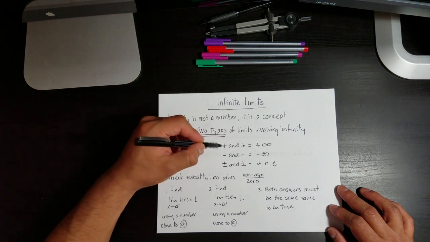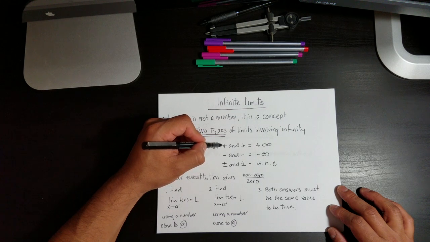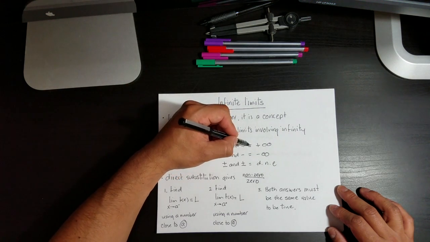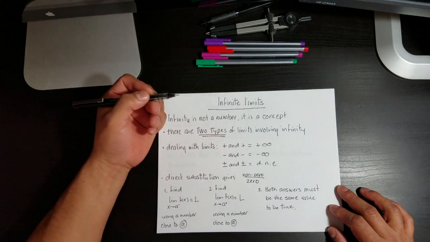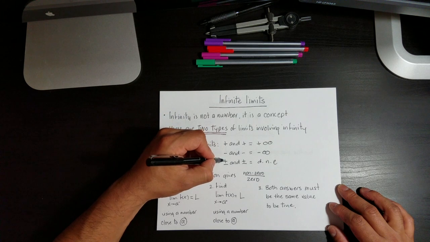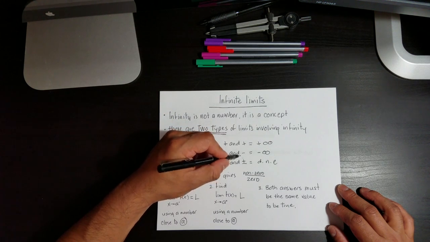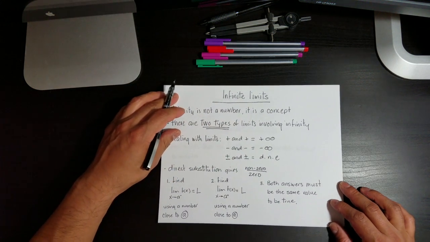Dealing with limits, you will keep some basic rules in mind. When you have a positive and a positive number, your result will be positive infinity. When you have a negative and a negative number, your result will be negative infinity. But when you have a positive or negative and a positive or negative number, that means that the limit does not exist.